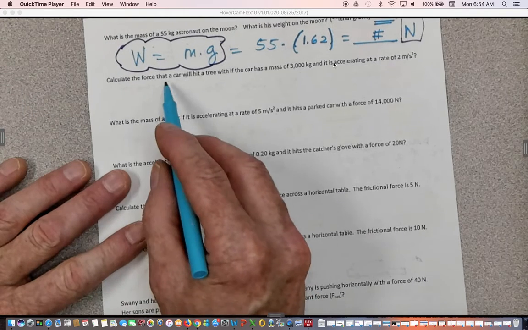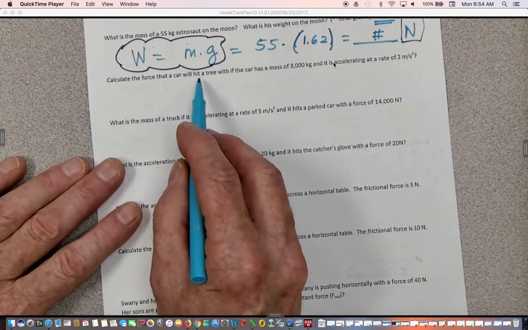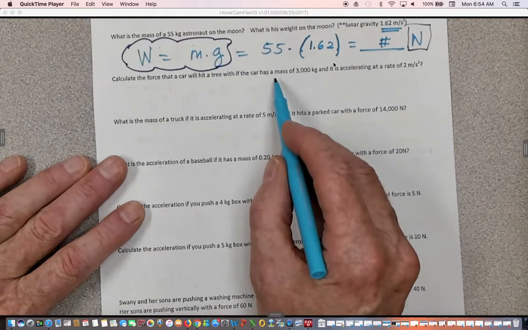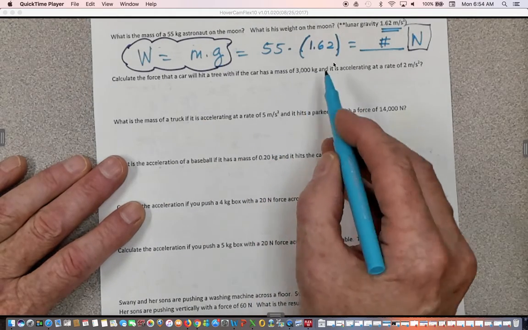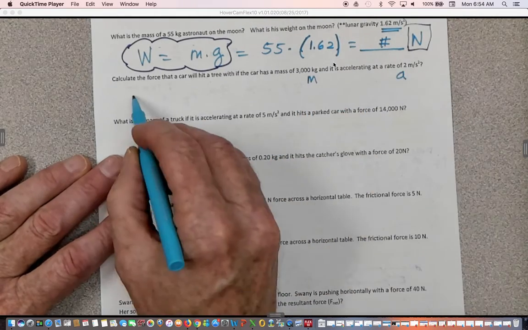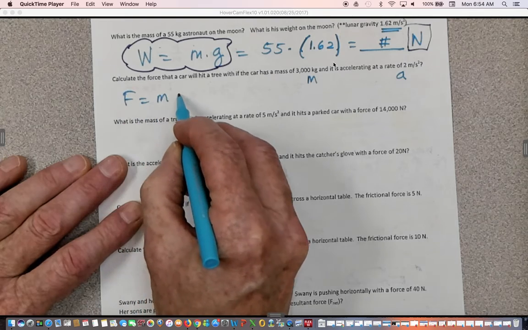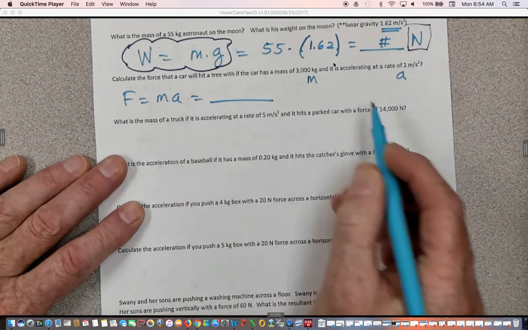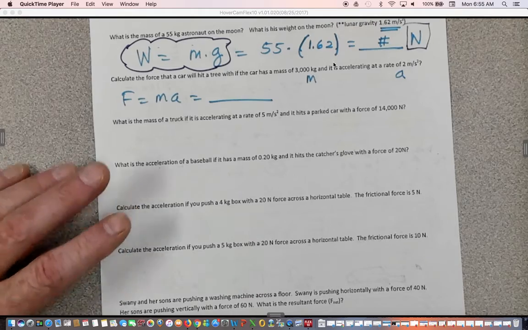Okay, calculate the force with which a car will hit a tree if the car has a mass of 3,000 kilograms. This is the mass, this is the acceleration. Use F equals ma. You're going to do this on your own and give me an answer. And of course the unit should be newtons.